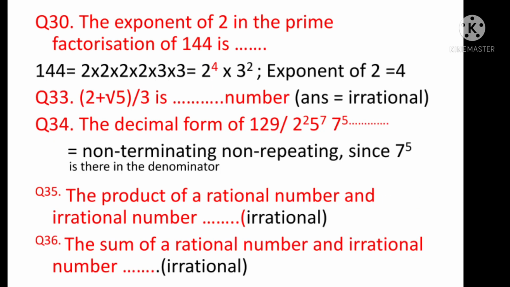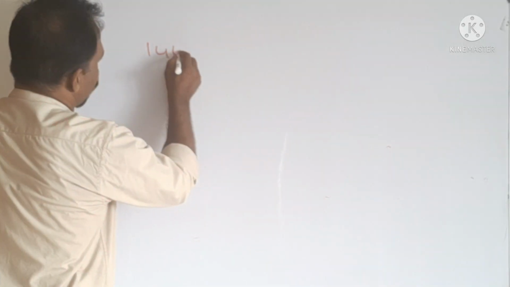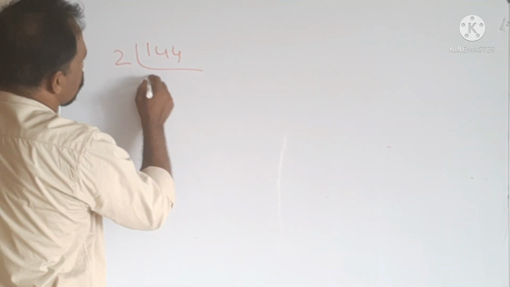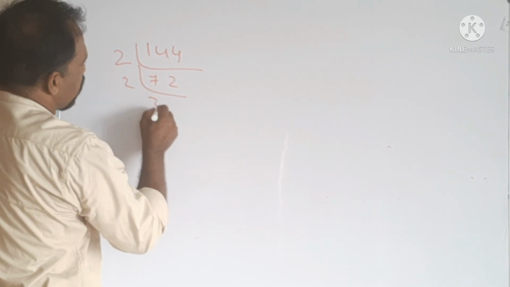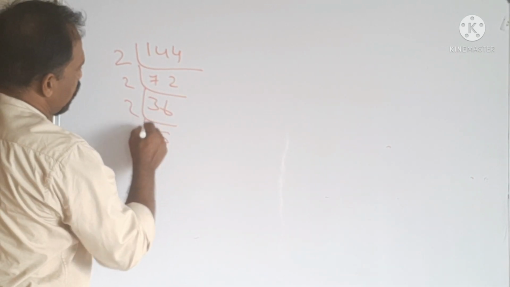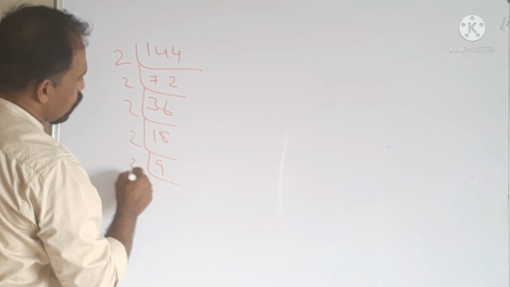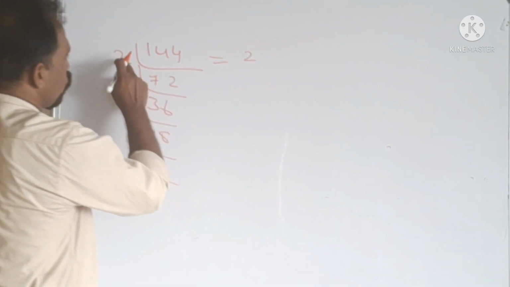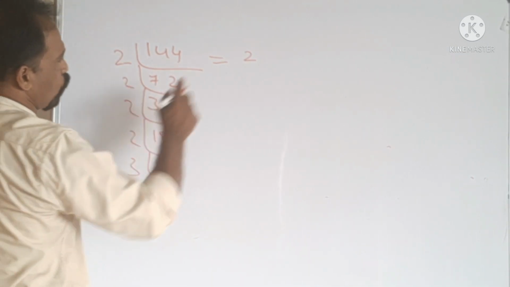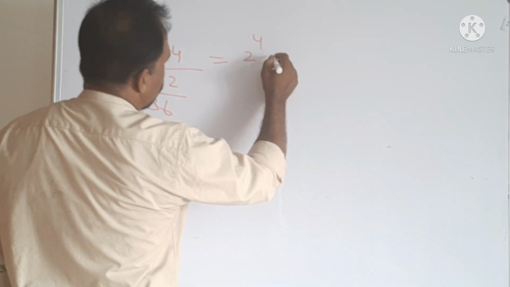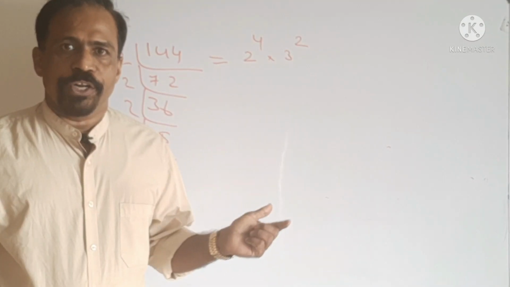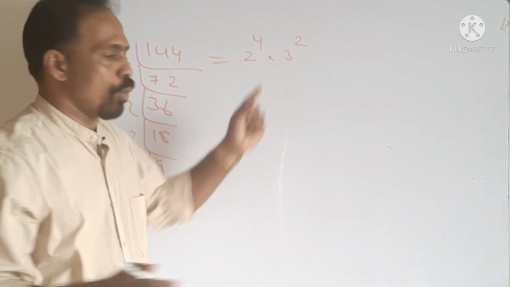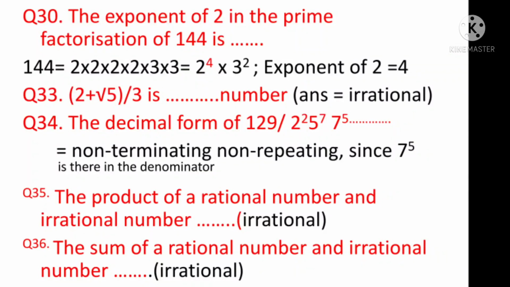Question number 30. The exponent of 2 in the prime factorization of 144. So first of all, let us do the prime factorization of 144, that is 72, 36, 18, 9, so 3. So 144 can be written as 2 to the power 4, 1, 2, 3, 4, and 3 to the power 2. So the exponent of 2 is 4. So the answer is 4.